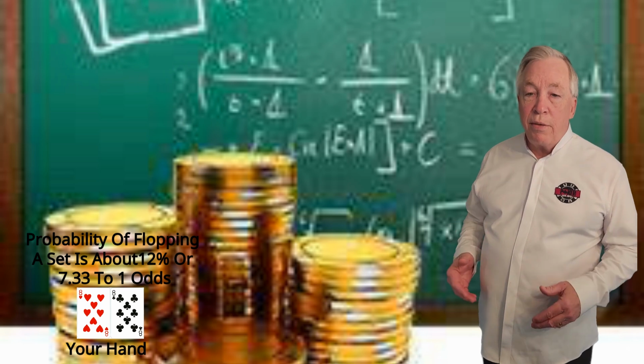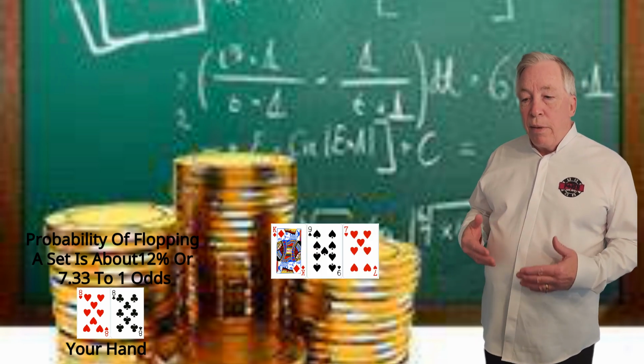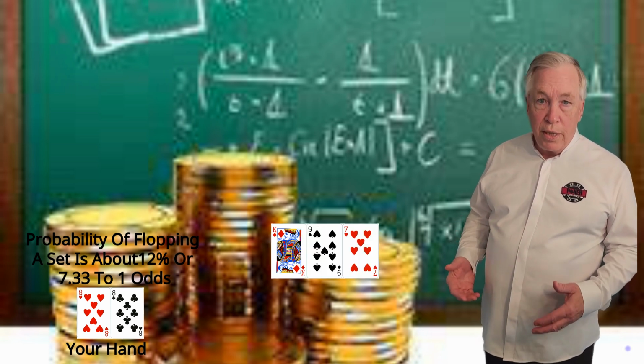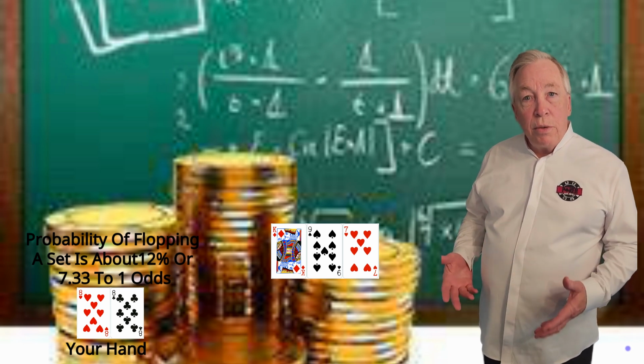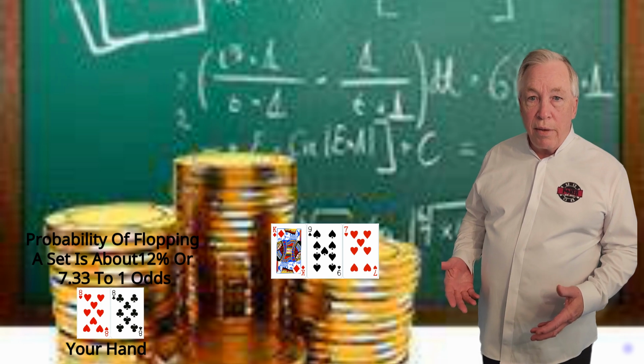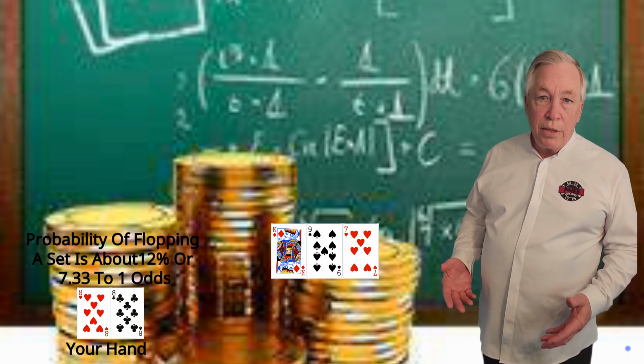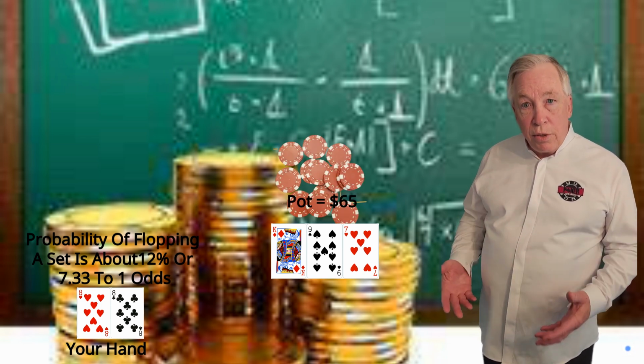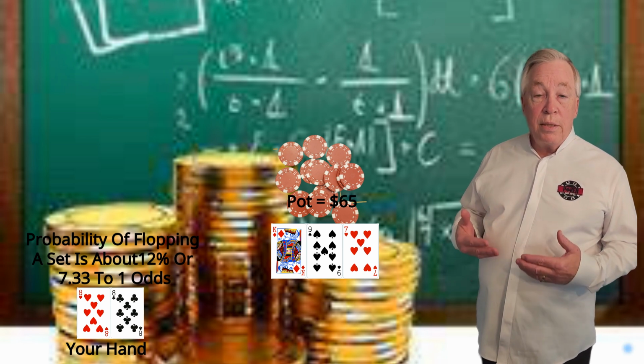The flop is the king of diamonds, the 9 of spades, and the 7 of hearts. 2 overcards to our 8s. The under the gun player leads out for $20. Everyone folds to the cutoff. She calls, and now the action is on you. The pot is $65 and it's $20 to call. What are your pot odds?